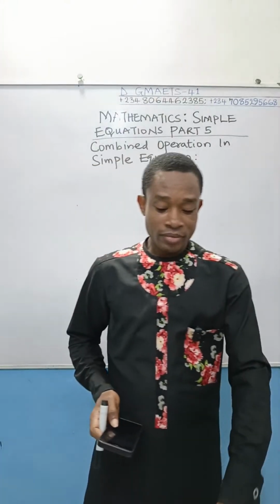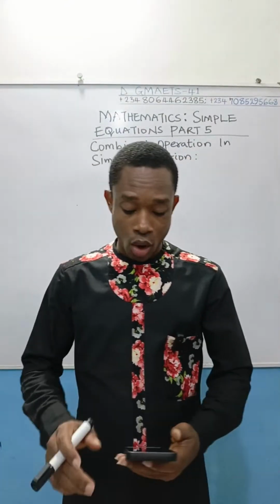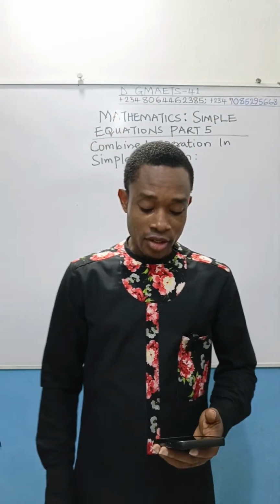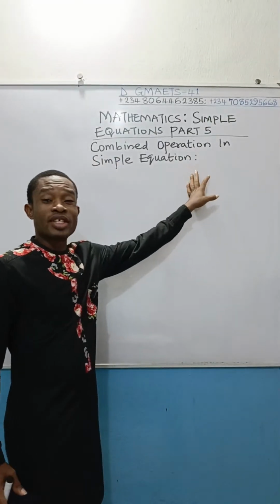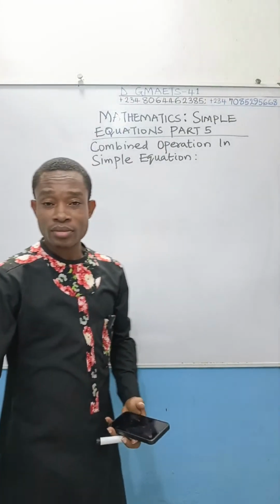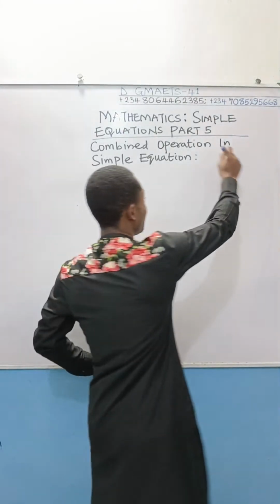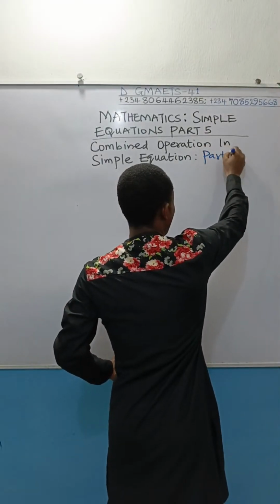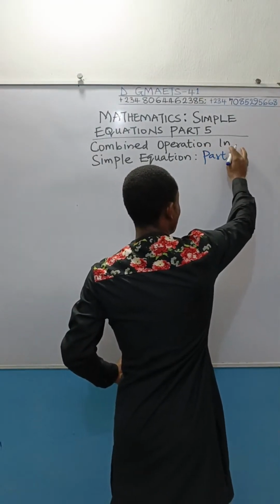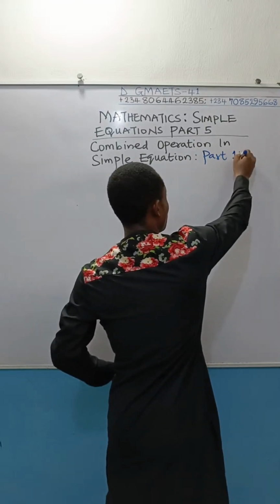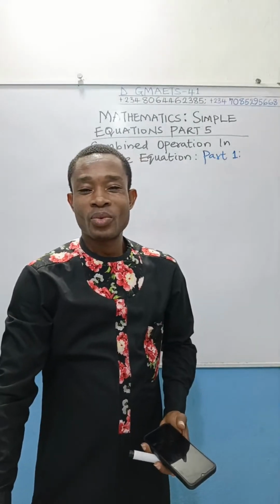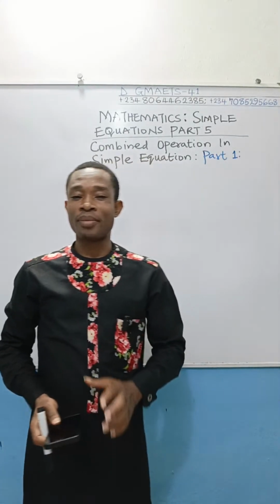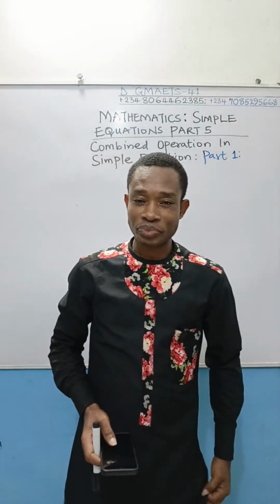All right. So in this class, we are going to give attention to combined operation in simple equation. This combined operation in simple equation, we will be taking part 1 of it. In fact, I would like to indicate it: part 1. Because we are going to also look at part 2, where, of course, you would meet something about brackets and the rest of them.